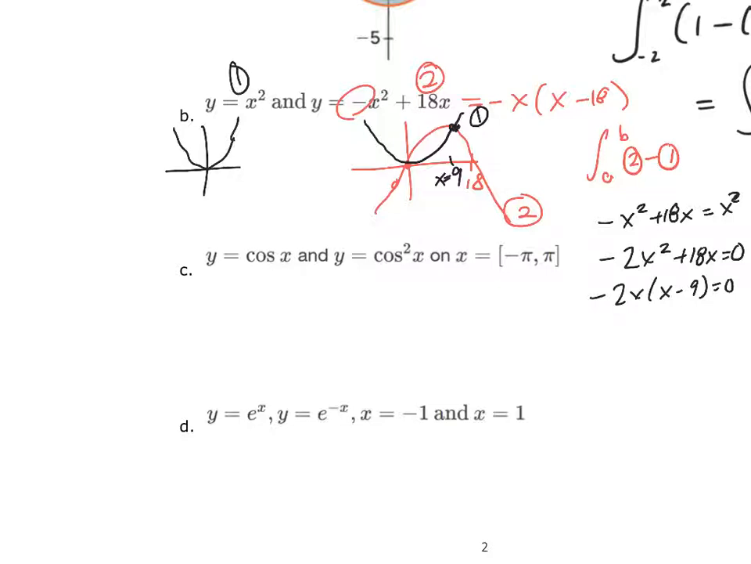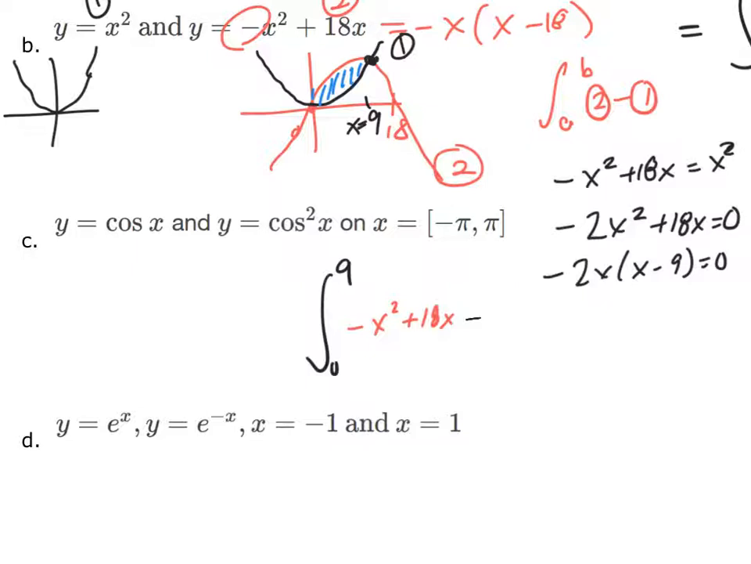So what I know now is when I integrate this, you all are going to integrate it. You're going to go from 0 to 9, because that's where they cross. You're trying to find this region right there. And we know that the second equation is above the first equation. So you're going to write negative x squared plus 18x. That is my first equation.